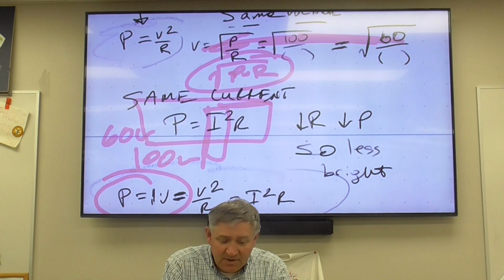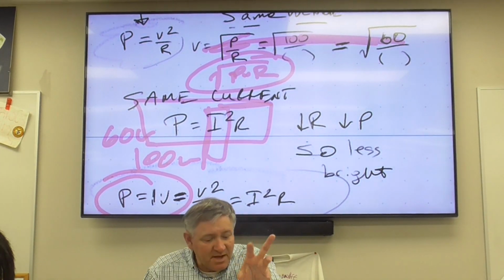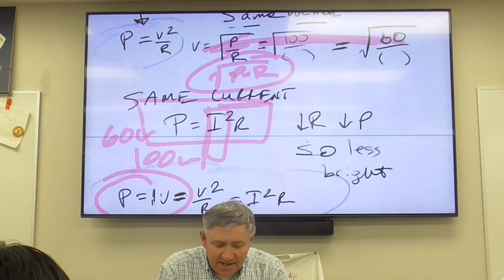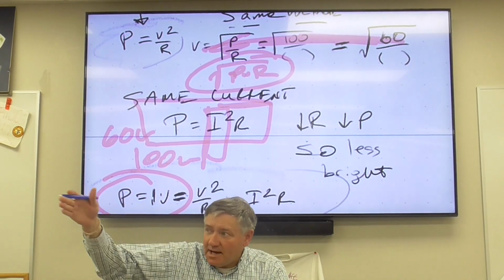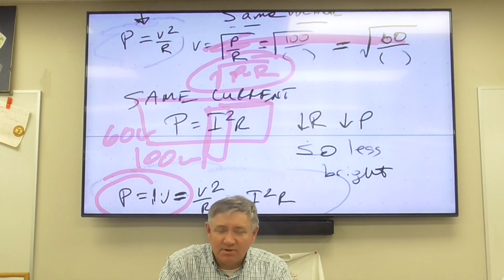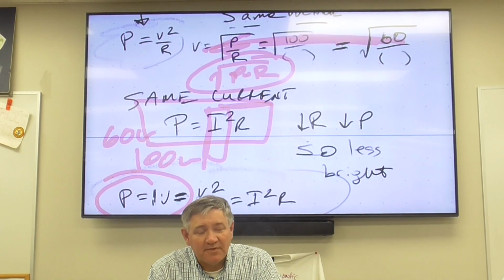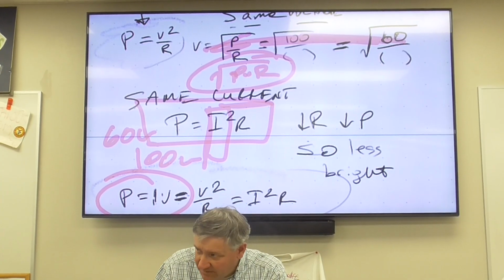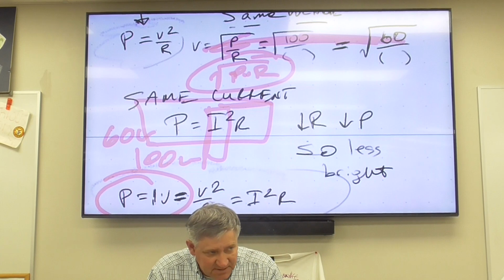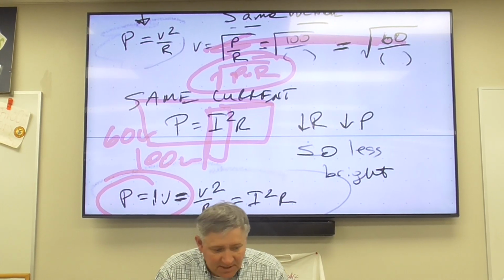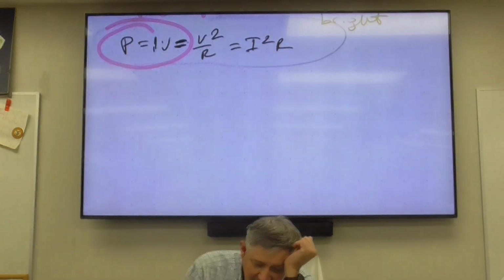If the current is the same, say 15 amps, the only way I could have less power is if I had smaller resistance. So as you go through bulbs, one of the things you have to keep in mind is: are you keeping the same voltage or the same current? Generally speaking, you keep the voltage the same. All right, now we're going to go old school.